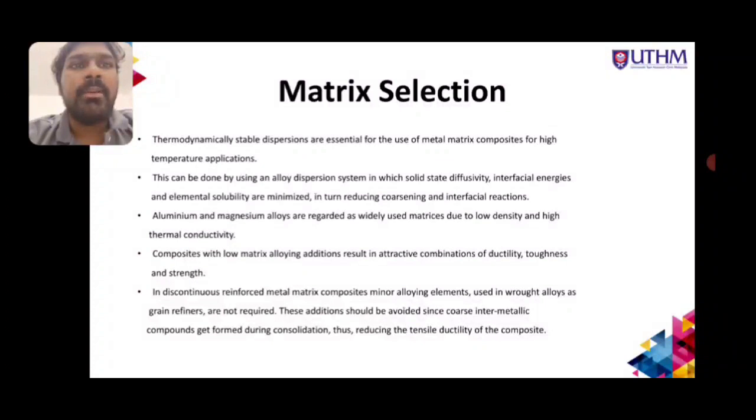Aluminum and magnesium alloys are regarded as widely used matrices due to low density and high thermal conductivity. Composites with low matrix alloy additions result in an attractive combination of ductility, toughness, and strength. In discontinuously reinforced metal matrix composites, minor alloying elements used in wrought alloys as grain refiners are not required. These additions should be avoided since coarse intermetallic compounds get formed during solidification, thus reducing the tensile ductility of the composite.